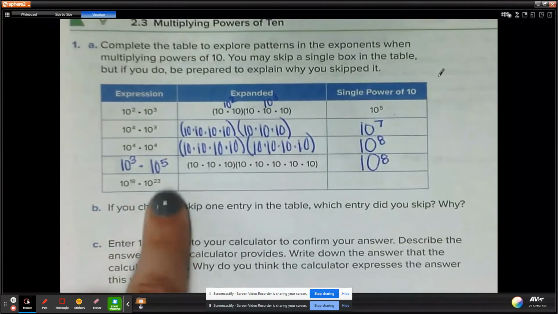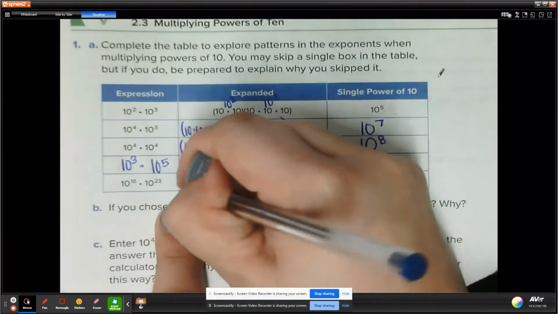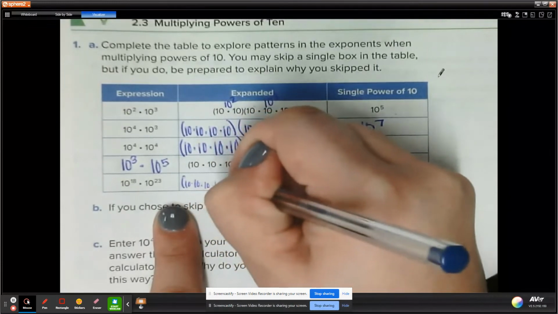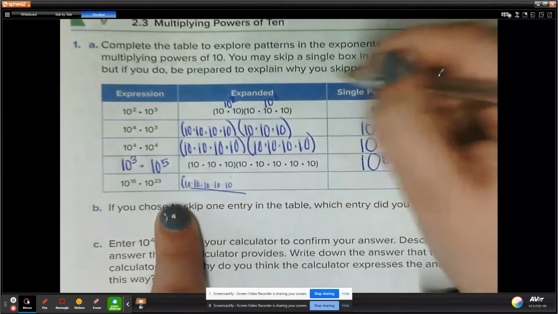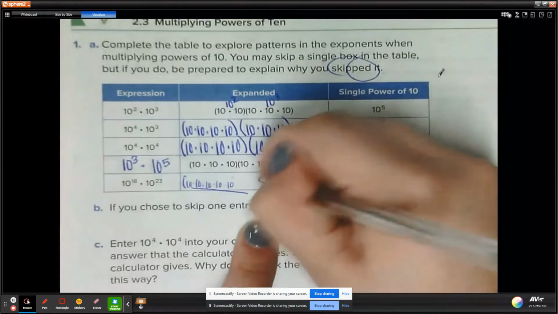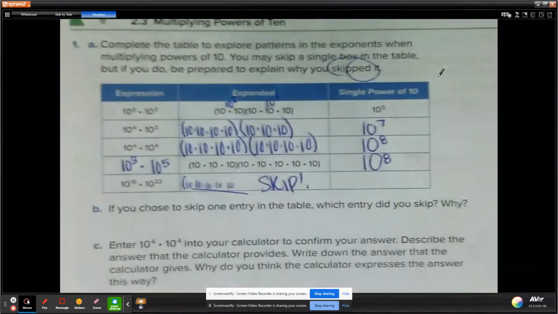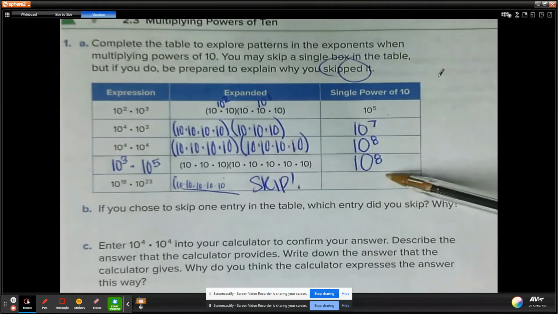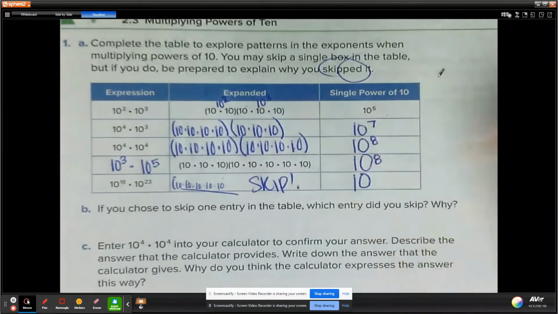10 to the 18th times 10 to the 23rd, 10 times 10 times 10 times 10 times 10 times 10. Oh, wait! We can skip it. Good thing I saved it. Skip! No, thank you. But can we still figure out what the power of 10 here is? Let's see. We know the base will be 10.